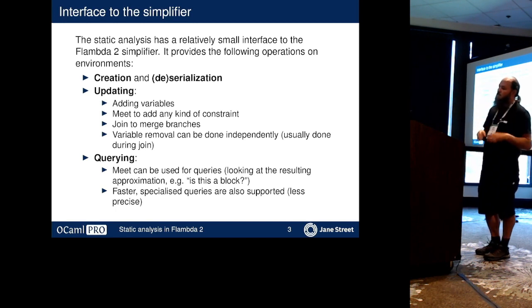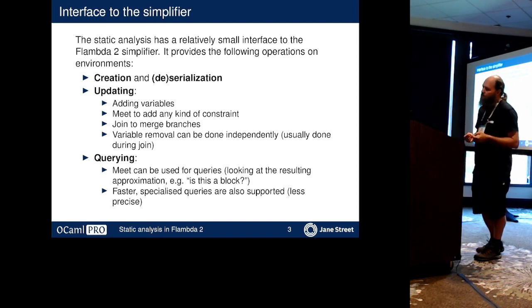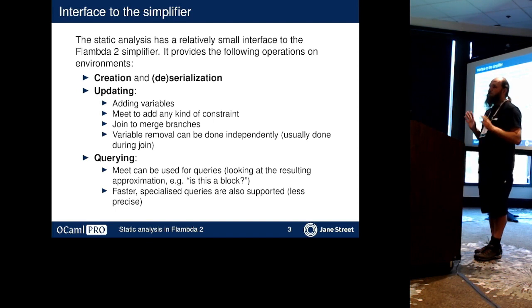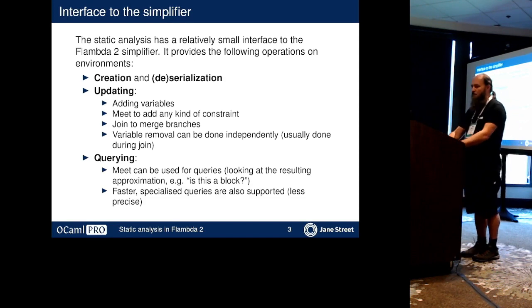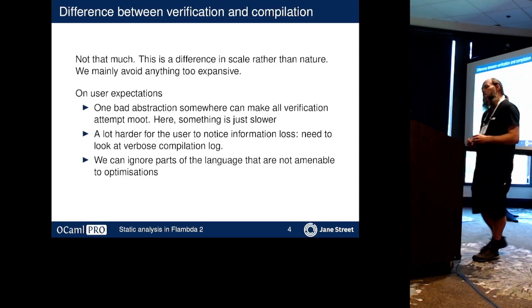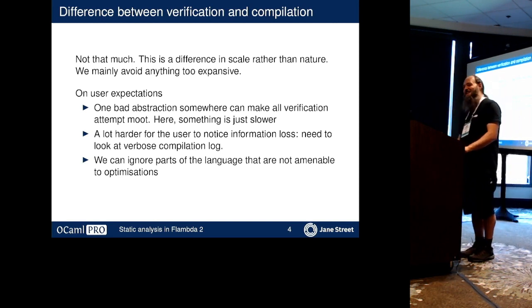That's for updating. And for looking at it, meet is for updating, but it is also a way to query the domain, because you can meet a property with the current domain. If it's bottom, then that property doesn't hold. So that's the basic function that we need. In fact, usually it's not fast enough to just meet, so we have faster versions that are less precise, but quite useful often. Because we need to compile the Jane Street code base, and if we're not fast enough, with 40 million lines of code, apparently.